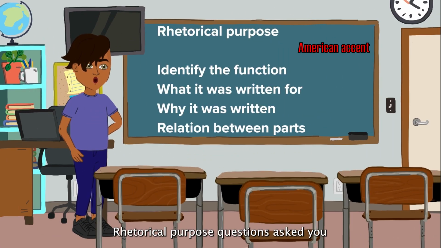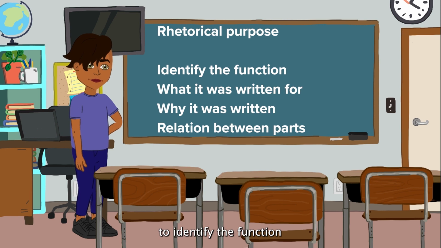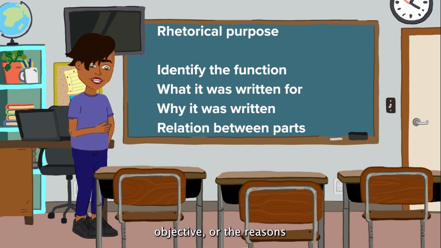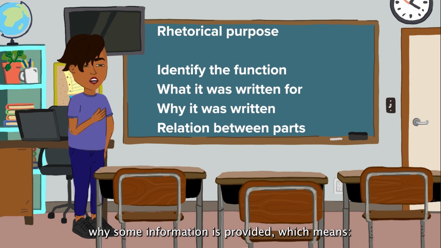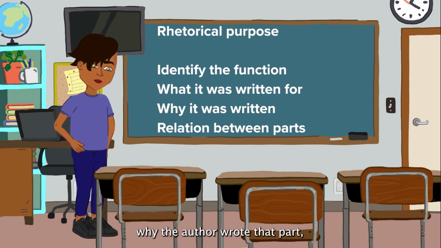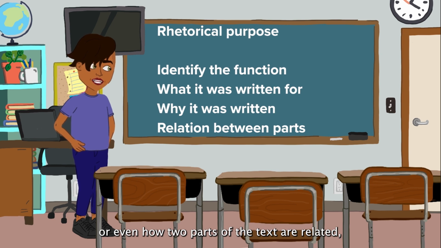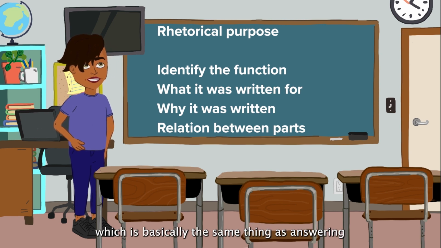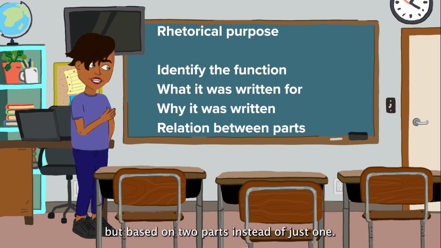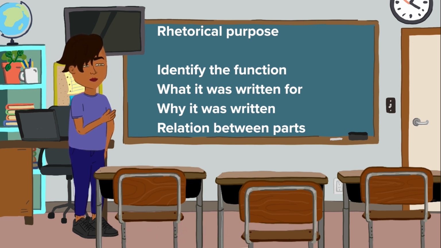Rhetorical purpose questions ask you to identify the function of a specific part of the text, that is, what the author wrote that part for, with what objective. Or the reasons why some information is provided, which means why the author wrote that part. Or even how two parts of the text are related, which is basically the same thing as answering what for and why, but based on two parts instead of just one.